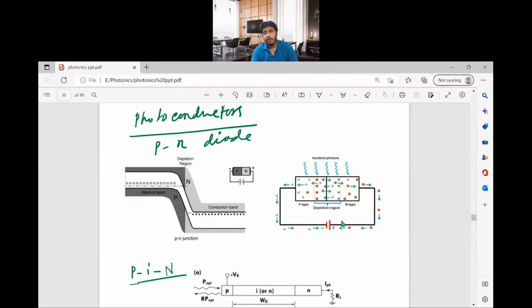A photodetector is always operated in the reverse bias condition, while LED and laser operate in forward bias condition. These are the two major differences. LED and laser, you need to connect in forward bias condition, so that the electrons and holes will flow into this junction, and they will recombine, and you will get the current, and you will get the light.